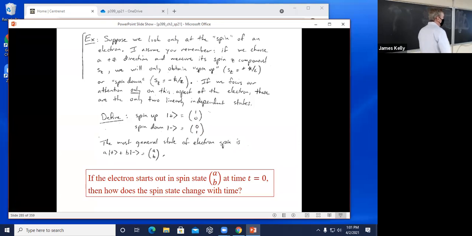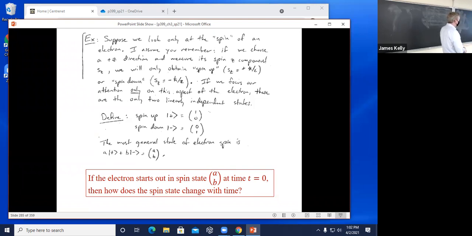And the question we want to address here is, if we know what the spin state is at time equals 0, suppose it's in the state (a, b) at time equals 0, right? Maybe it's 1 over root 2 and 1 over root 2. That would be a normalized state. Then how does that spin state change with time? In other words, if it starts out in that state, it might not stay in that state. It might change with time. We've got to figure out what happens.